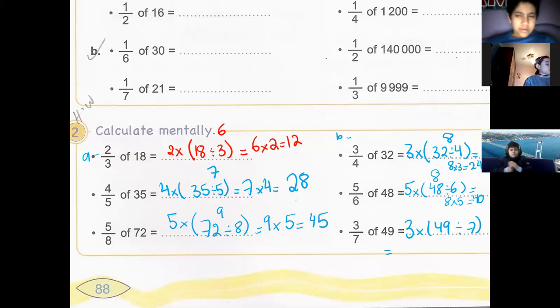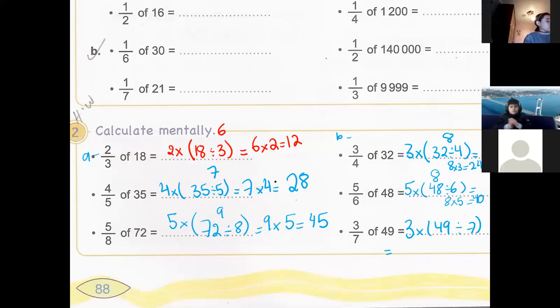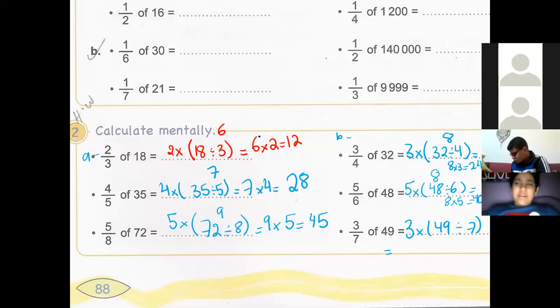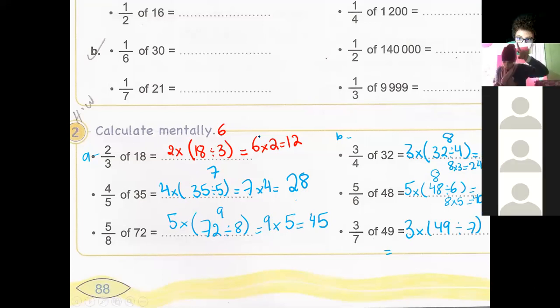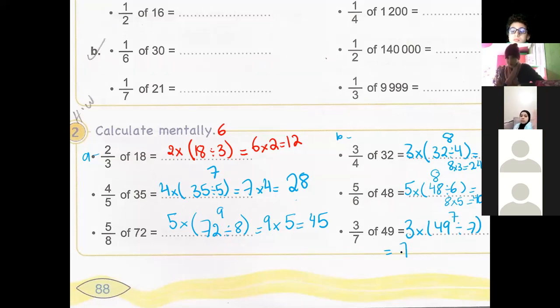Your voice is deep. Wait. Jude, please mute. There's noise around you. Okay. Which number in table 7 gives us 49? 7. Hassan? 7. Now we multiply 7 by 3. How much?